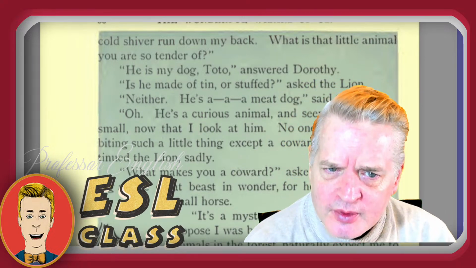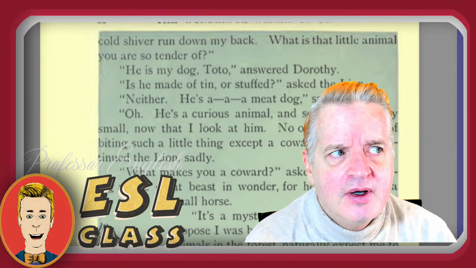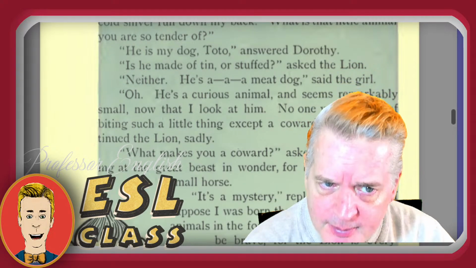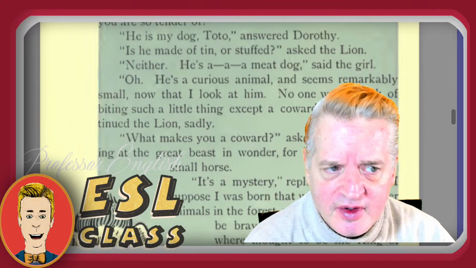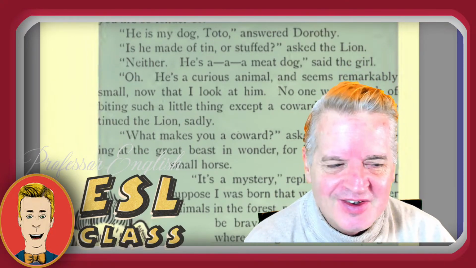What's the little animal you're so tender of? "He's my dog, Toto," answered Dorothy. "Is he made of tin or stuffed?" asked the lion. "Neither. He's a meat dog."